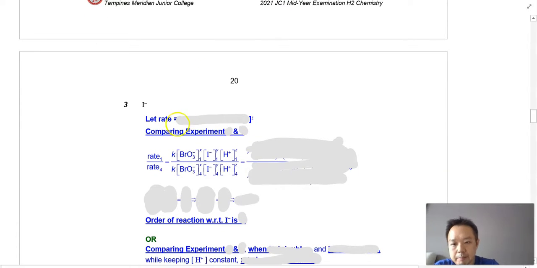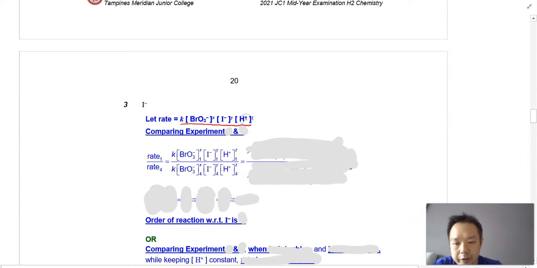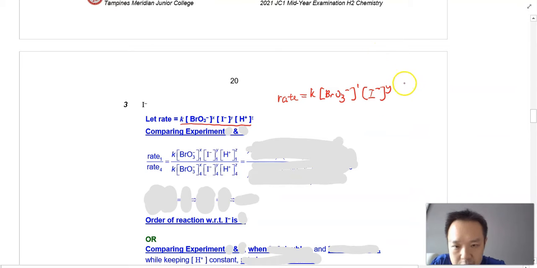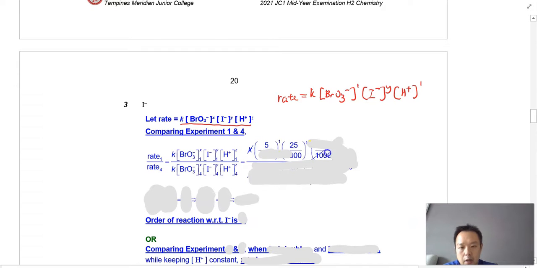Let rate be the rate equation. In this case, I give a generic rate equation. But since we have determined the order of reaction with respect to BrO3 minus and H+, I can further simplify this to BrO3 minus to the power of 1, I minus to the power of Y, you can use any symbols if you want, and H plus to the power of 1. Again, that 1 is optional for you to put. With that, I can compare between experiment 1 and 4 if I want to. As I mentioned, you can use either 1 and 4 or 2 and 4. Substitute in your values. Cancel away the common terms.